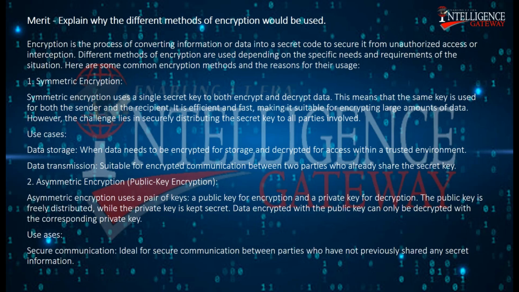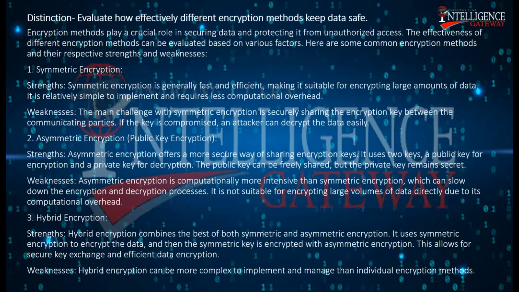2. Asymmetric encryption, or public key encryption. Asymmetric encryption uses a pair of keys, a public key for encryption and a private key for decryption. The public key is freely distributed, while the private key is kept secret. Data encrypted with the public key can only be decrypted with the corresponding private key. Use cases: secure communication, ideal for secure communication between parties who have not previously shared any secret information.